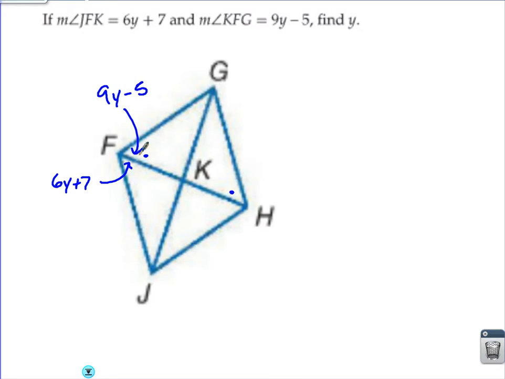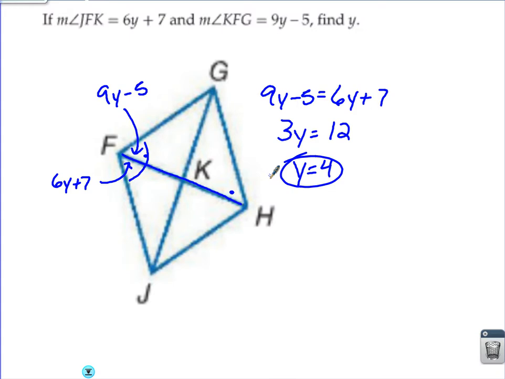Okay. But now back to this problem. The diagonal in a rhombus will bisect the angle. So therefore, these two angles must be equal. 9y minus 5 would have to equal 6y plus 7. Move all my y's to the left side. How many do I now have? 3. And move anything else to the right side. What do I have it equal to? 12. So y is 4.